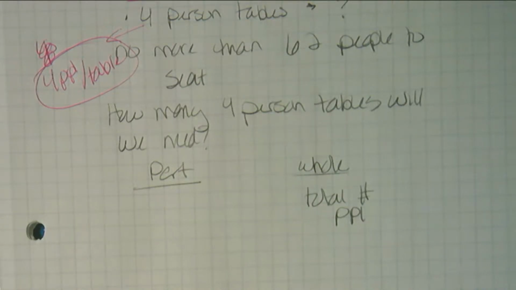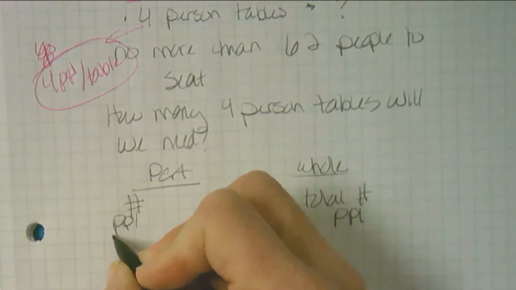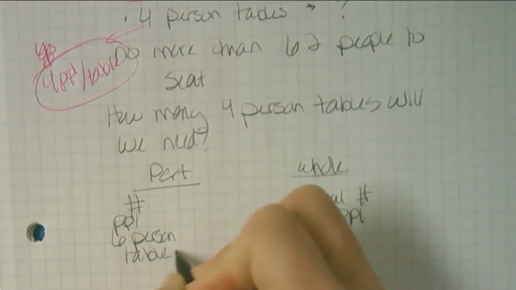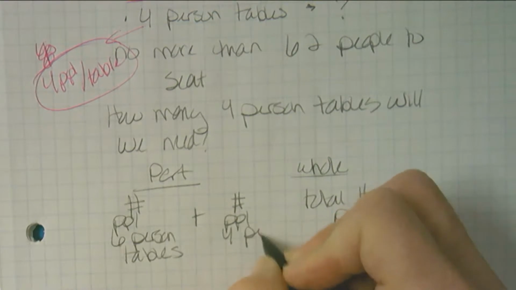Excellent. So I have a total number of people at my 6-person tables, right? All the tables that have 6 people. And then I have all the people at my 4-person tables, right? Okay, so if I add those together, the number of people at the 6-person tables, and I have to add to that the number of people at my 4-person tables.